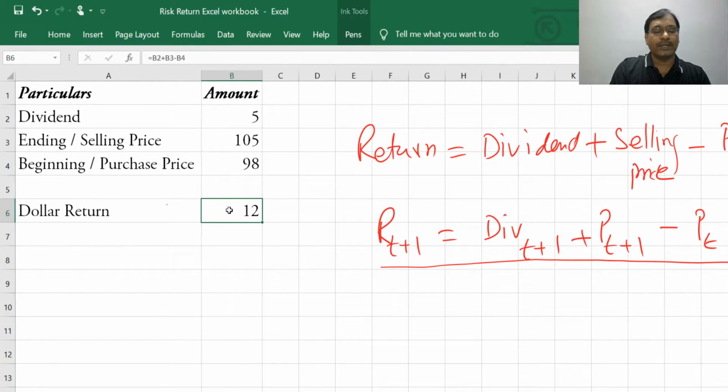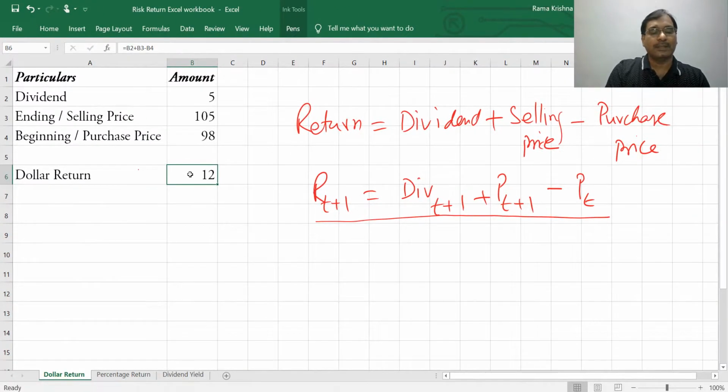A dollar return is a common terminology used to denote a currency return. So if you are in India, then this dollar return is your rupee return. That means on this investment you earned rupees 12.